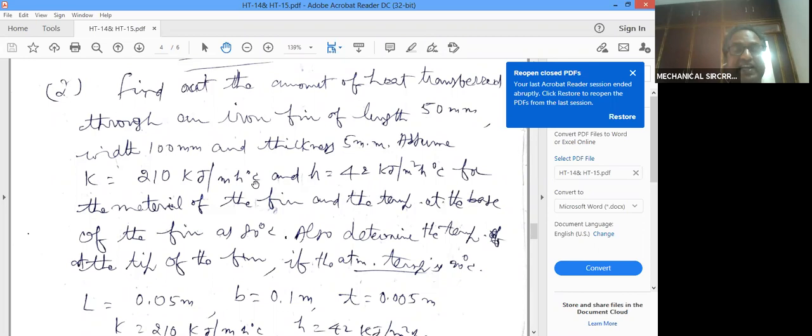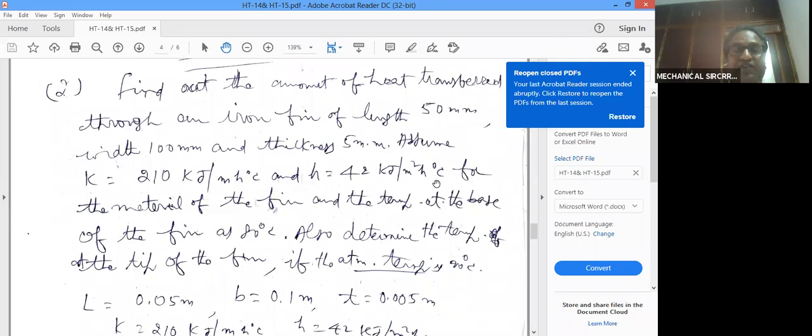All of you observe very carefully. He has not given watt per meter Kelvin. He has given the unit in terms of kilojoules per meter hour degree centigrade. Here you can convert this to watt per meter Kelvin also. And the convective heat transfer coefficient h is equal to 42 kilojoules per meter square hour degree centigrade for the material of the pin.